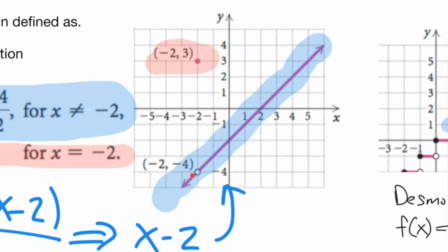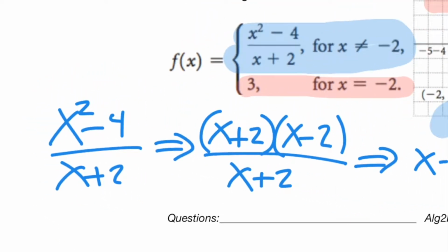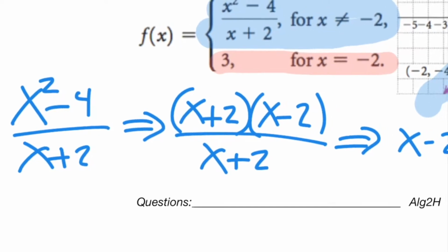Here you can see we're graphing the blue piece right here, and there's going to be an open dot right here because you really can't figure out what the value is. We're going to instead use it here. How did we graph that? Let me show you. X squared minus 4 over x plus 2 can be factored and simplified.